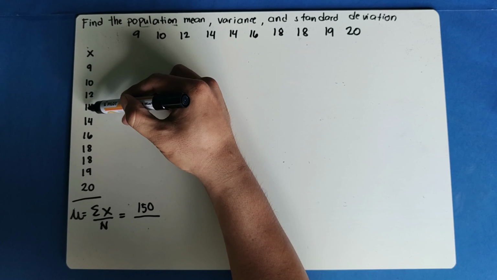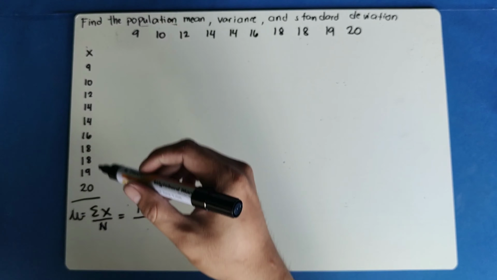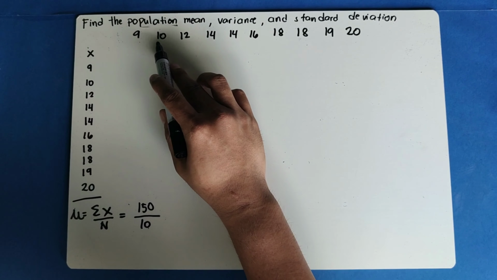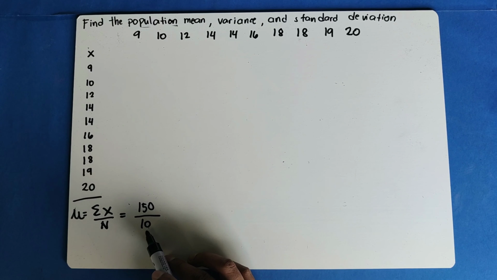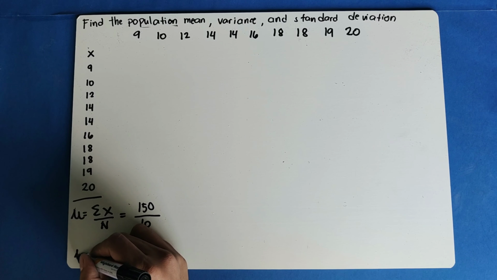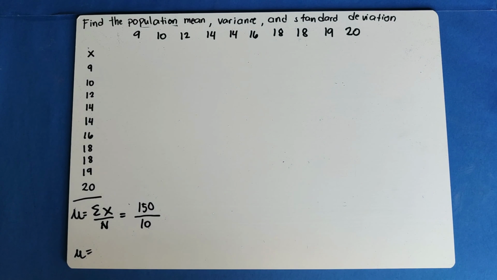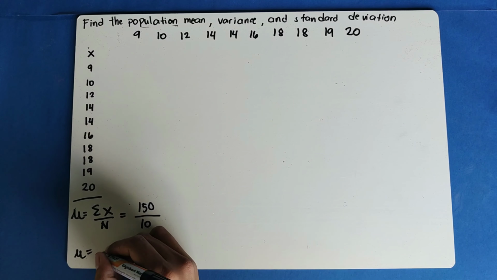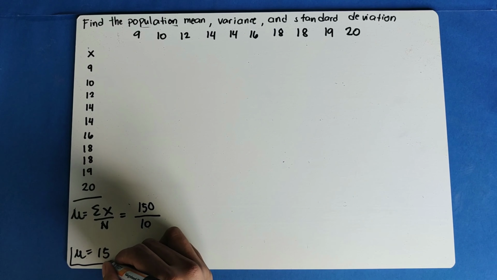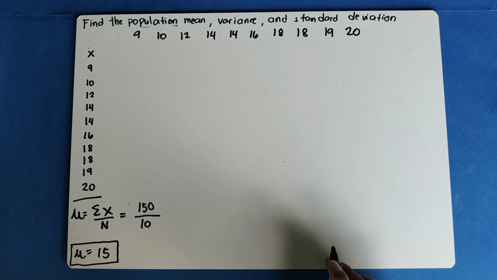150. Now, our n is the number of data. How many data do we have here? We have 1, 2, 3, 4, 5, 6, 7, 8, 9, 10. So our n is 10, and the summation of our x is 150. In getting the population mean, simply divide the summation of x by the number of data. So, 150 divided by 10, the result is 15. So, our population mean is 15.